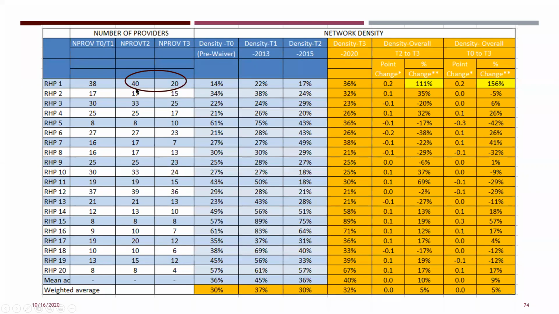You can see that if I'm measuring between T2 and T3, my network, in terms of the nodes in my network, went from 40 to 20, right? So this whole simple density calculation only holds if the number of providers in my RHP stayed stable, right? Did you think to ask? I mean, here's the reality. Do things stay stable in reality?